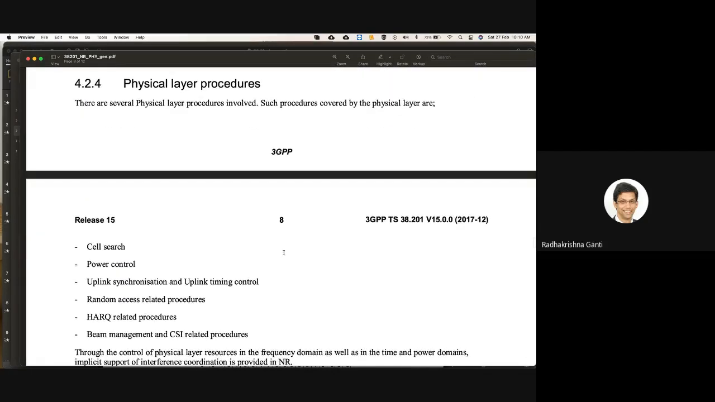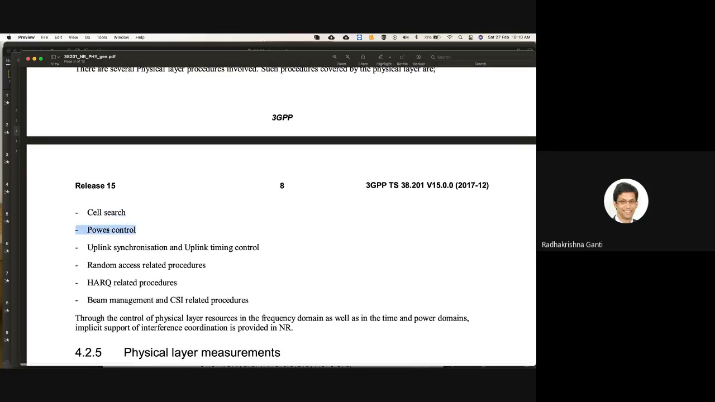Then there's something called procedures. So what does the spec do? The spec specifies channels and procedures. What are procedures? For example, when you switch on your cell phone, what is the procedure that should be followed by the UE so that it can lock onto the network? That is called the cell search procedure. Similarly, there is a power control procedure for the UE, which tells exactly the set of steps that have to be followed by the UE to change its power.